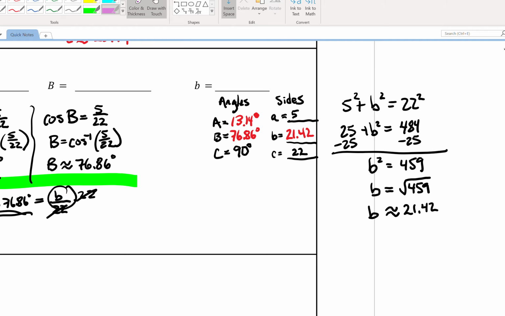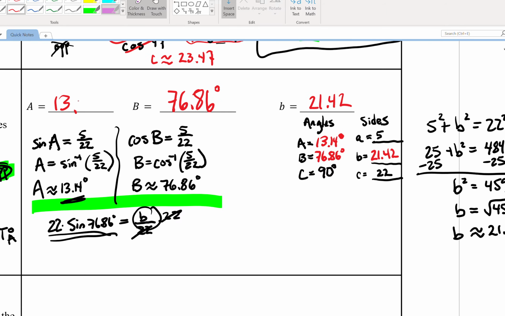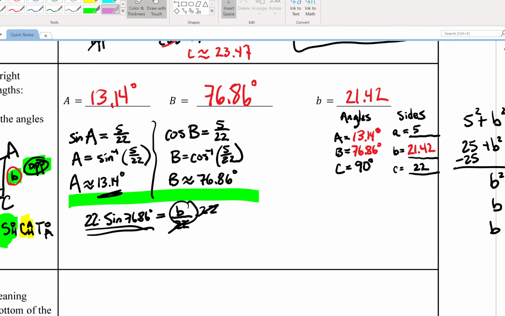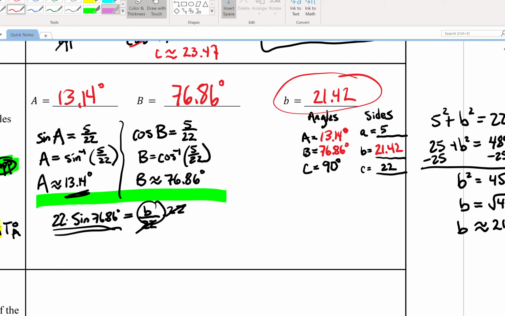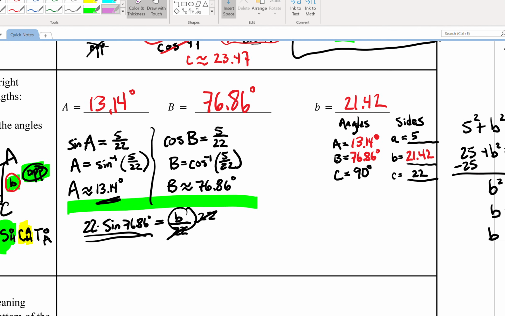So those are our answers, which, if we want to write them up in here, that would be 21.42, and this would be 76.86 degrees. Make sure you label your angles as degrees so you are keeping those straight. And then A is 13.14 degrees. And if there are units attached to these, make sure that you use those on the side lengths. There was not in this case, so we'll just leave it, but know that it's a length, and so keep those units if you can. Here we go.